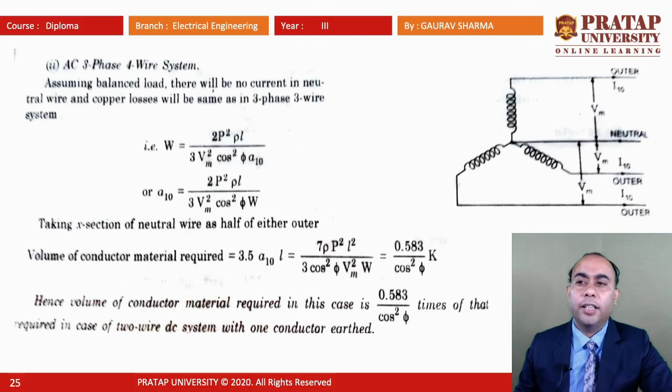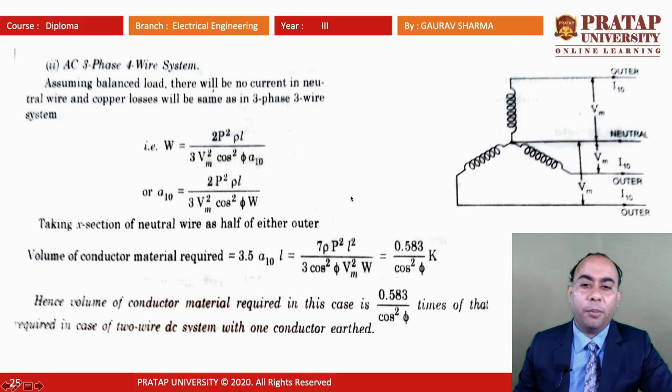Now the last is the AC three-phase four-wire system. So we have one neutral wire and the outer terminals. If we assume that it is a balanced load, then W is equal to 2 P square rho L, which is equal to the three-phase three-wire system, and from this we can calculate A10. A10 is the area of the conductor.